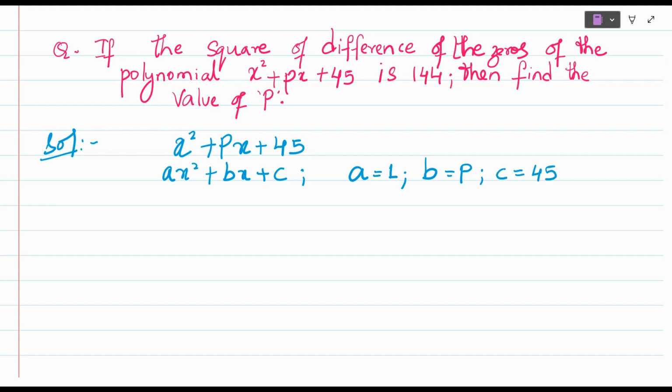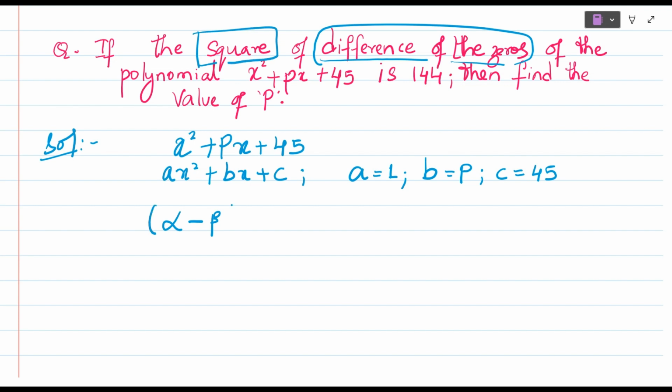Here try to understand the question, students. First what they are asking us to do is the square of the difference of the zeros. See, what is the difference of the zeros? If you take alpha and beta as the zeros of the given polynomial, we have to take the difference, meaning alpha minus beta, and they are asking us to square it. So after taking the difference, they are asking us to square. Understood? This is the meaning of the question.